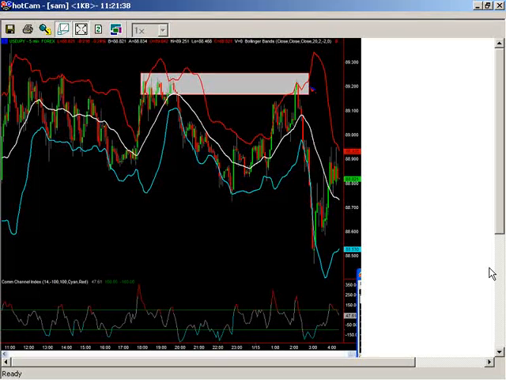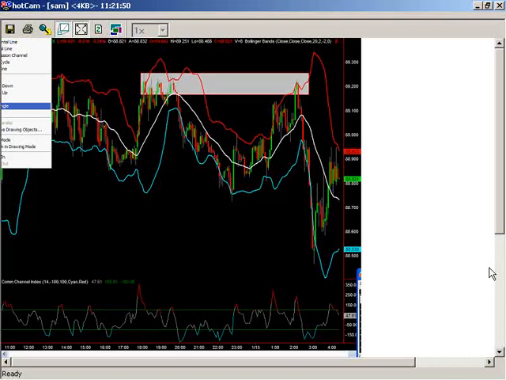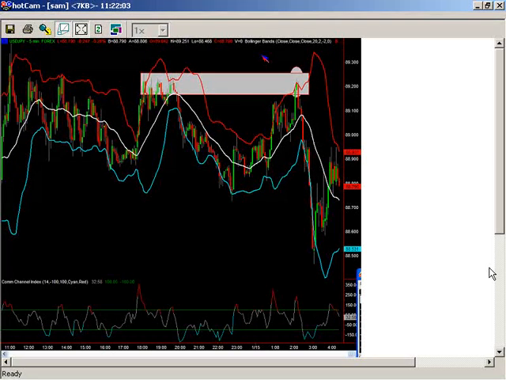How would you enter this market? There's a couple ways to do it. Let me draw this in here for you. Well, that's not really going to show up. I just drew that circle around that area.